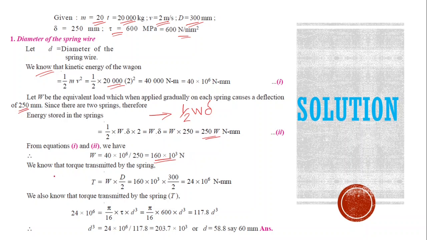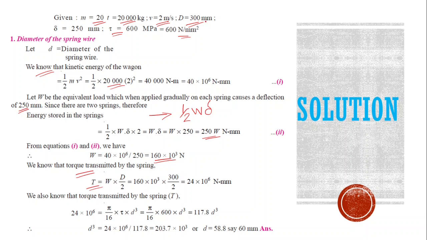Then we know that the torque transmitted, already we discussed this equation during the theory portion of the designing of springs, torque T is equal to W into D by 2, W into capital D by 2. Capital D is the diameter of the spring coil. Then that is equal to 160 into 10 raised to 3 into 300.